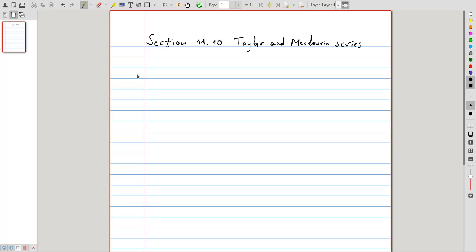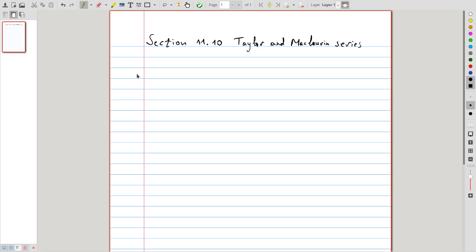In this video, we will discuss section 11.10 dedicated to Taylor and Maclaurin series. Up to this point, especially in section 11.9, when we discussed representing functions as power series, we had to resort to certain arithmetic or otherwise manipulations in order to obtain a representation of a function by a series.